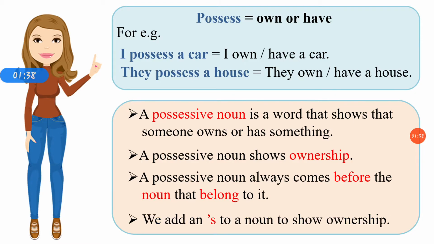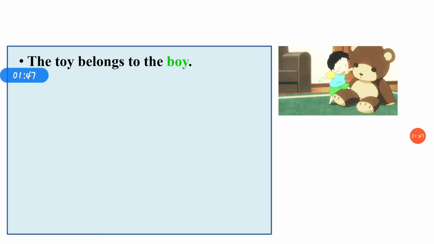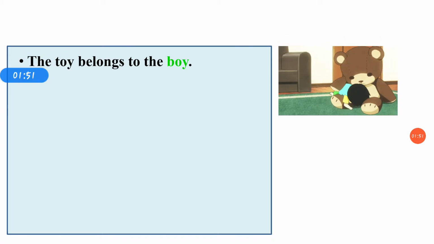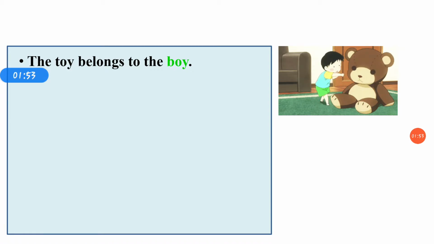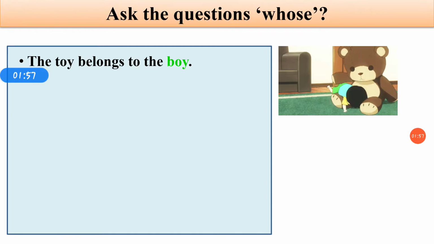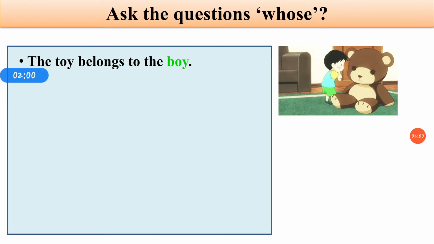We add an apostrophe s to a noun to show ownership. Look at this sentence. The toy belongs to the boy. Then ask the question, whose toy is this? You can say it, the boy's toy.